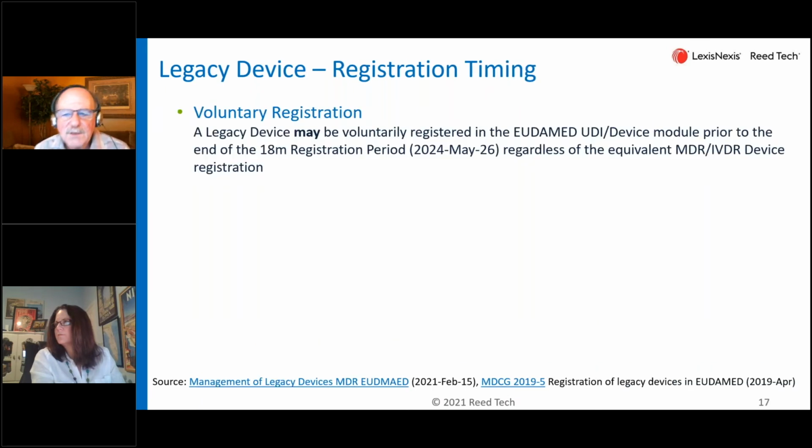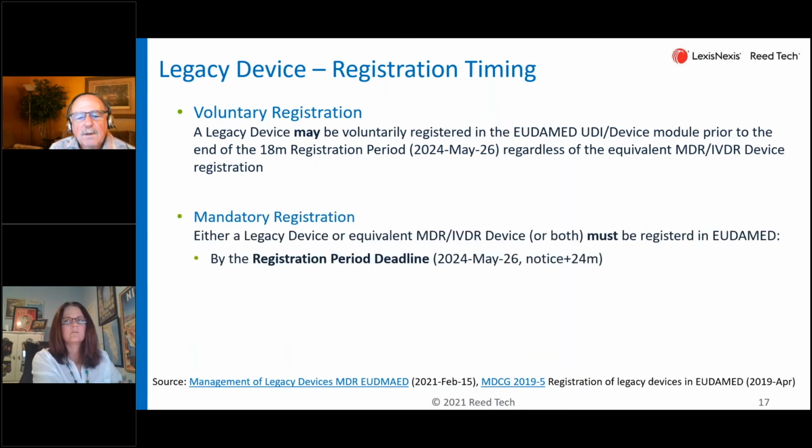Now, we'll talk about the timing of registration. There's this voluntary registration John initially mentioned, and I also covered some ability for you to voluntarily register. So you can voluntarily register a legacy device, no matter if you register your equivalent device or if it moves into a standalone new medical device under the MDR. You can always do a legacy device registration, and you can do that anytime prior to the end of that 18-month period. As to what you need to do under the regulation, this is a mandatory requirement.